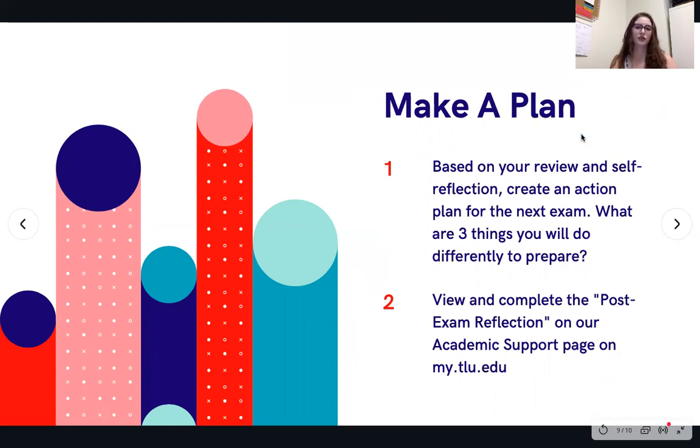What are three different things that you can do to prepare that you didn't do the first time? If you aren't sure how to reflect, we have a post exam reflection worksheet available on our academic support page on mytlu.edu. Print it out, fill it out, and look at how did you study, how did you prepare, and what maybe you need to do differently next time in order to be successful.